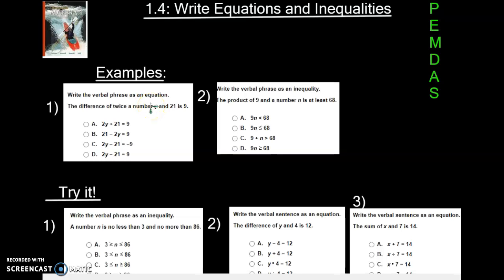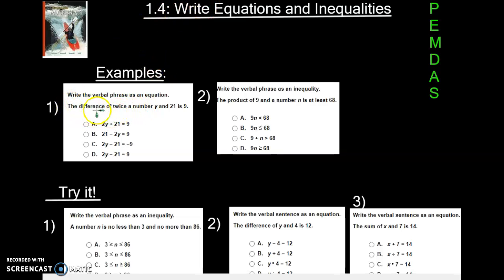Welcome to section 1.4, writing equations and inequalities. In the last two videos, we went over the phrase PEMDAS, which stood for parentheses, exponents, multiplication, division, addition, or subtraction. As usual, this is the Michigan Edition Algebra 1 textbook, where I got these examples from. Let's dive right in.